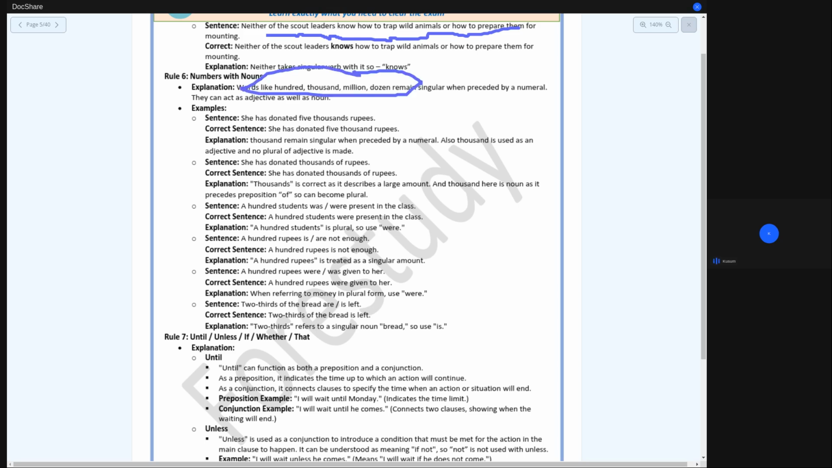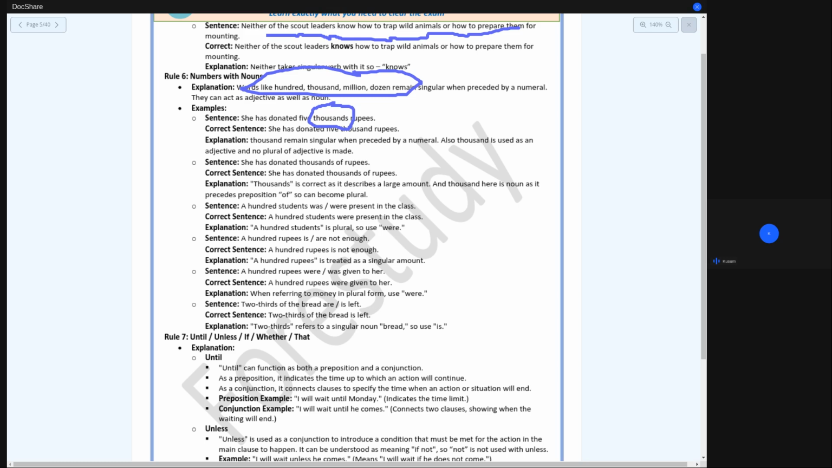The core idea here is that these words, hundred, thousand, etc., generally remain singular when they are directly preceded by a specific numeral like 1, 2, 5, etc., and are acting like an adjective, describing another number. Think of it this way: if 5 is telling you how many thousand, then thousand itself doesn't need an s, right? Are you going to say 5 thousands? No, right? Let's look at this example: She has donated 5,000 rupees. Is "5,000s rupees" correct? No, of course not. We don't need thousands here.